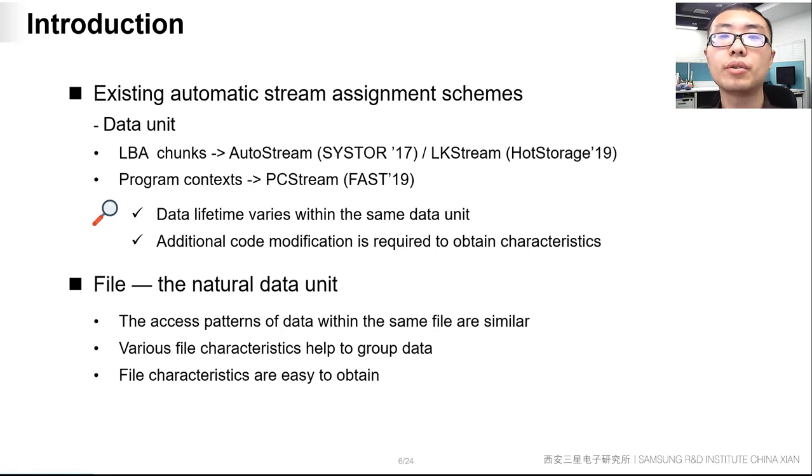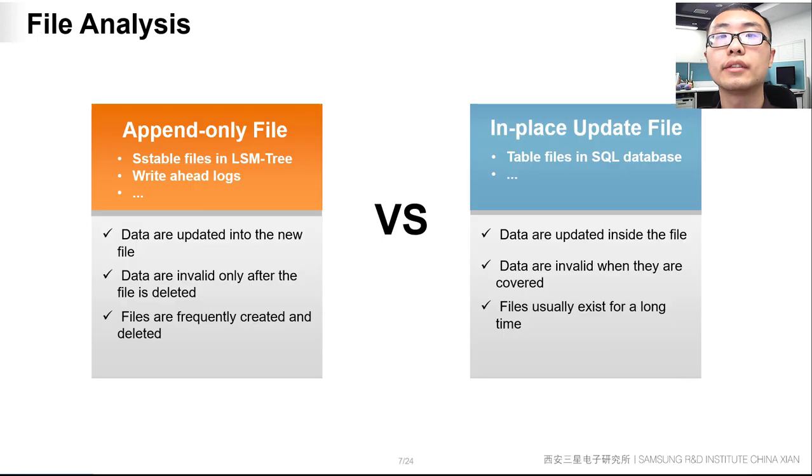File is a natural data unit. It has 3 advantages. First, the access patterns of data within the same file are similar. Second, there are many file characteristics. Third, Linux provides some tools to obtain file characteristics, such as inotify.